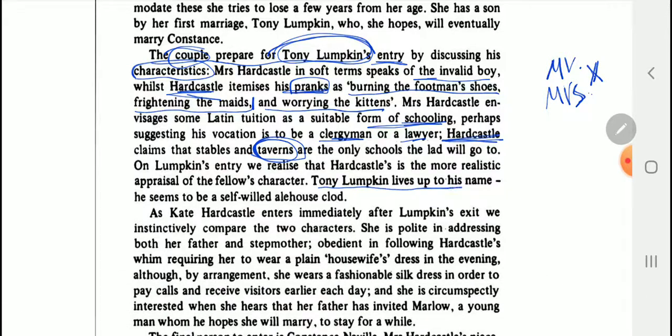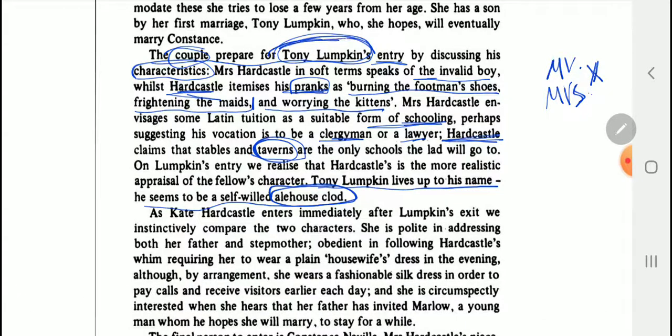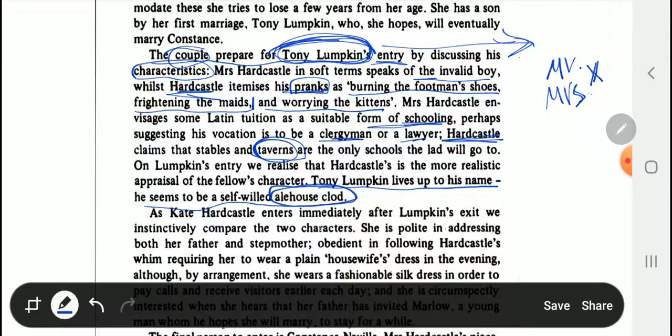Tony Lumpkin lives up to his name. He seems to be self-willed, and he seems very stupid to Mr. Hardcastle. So we see that Tony Lumpkin is one of the characters in the play, and let's say the one who's going to be making the whole prank in She Stoops to Conquer. And we have seen his characteristics here.